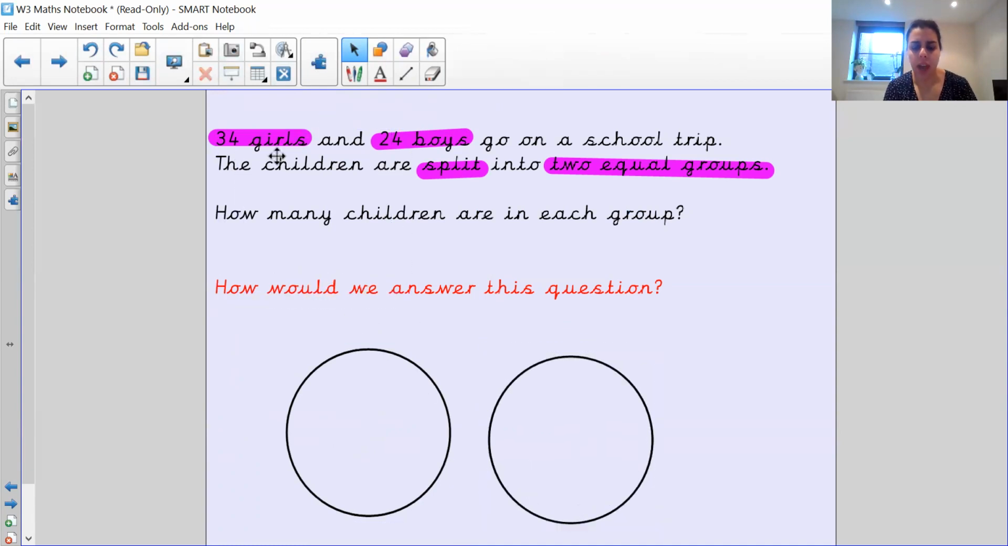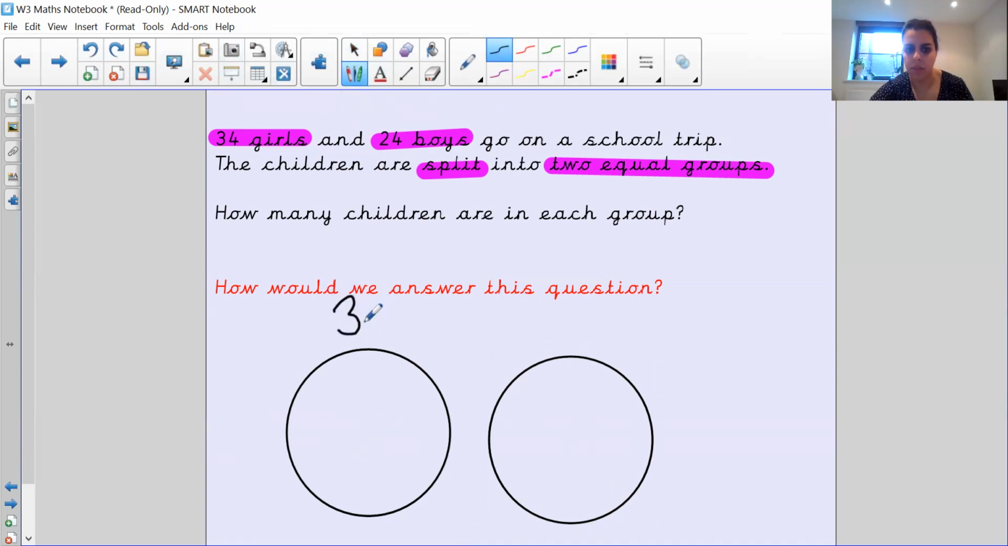And I'm going to share the girls first. So that means my number sentence is going to be 34 divided by 2, because that's how many I am sharing. I'm sharing 34 girls into 2 equal groups. Then I'm going to draw my dots.